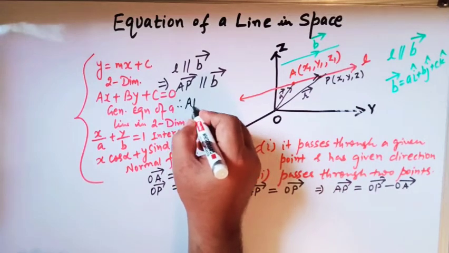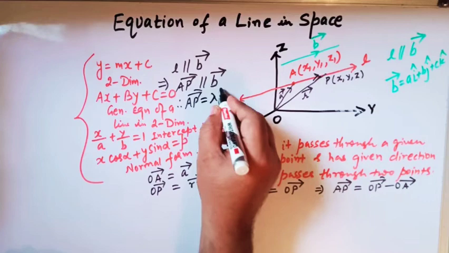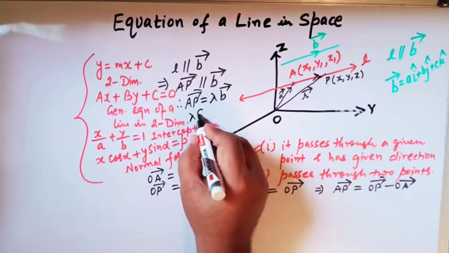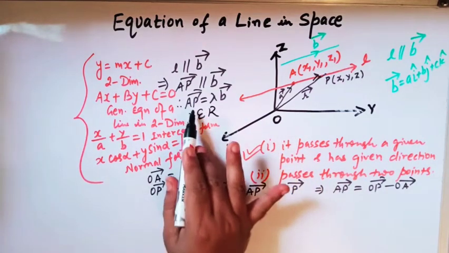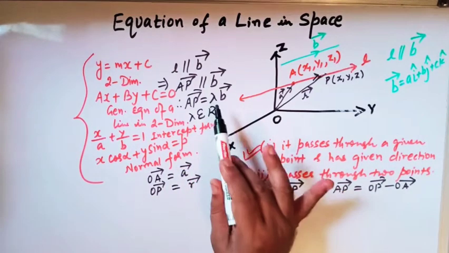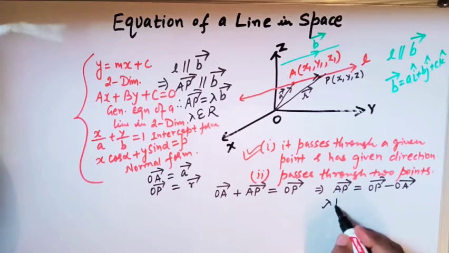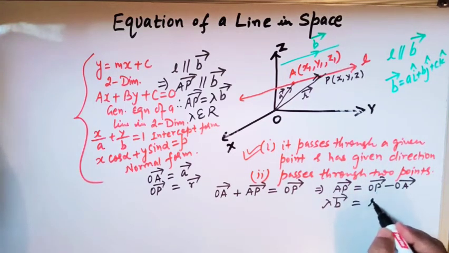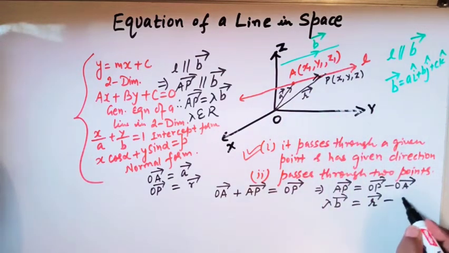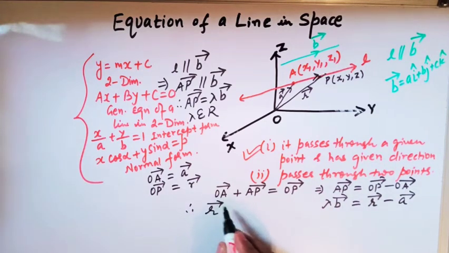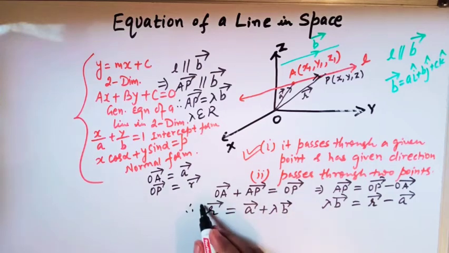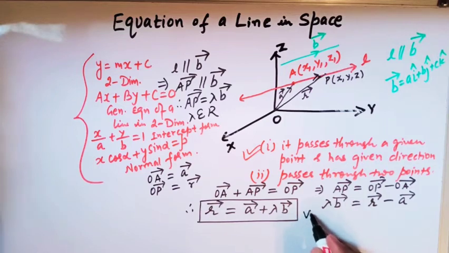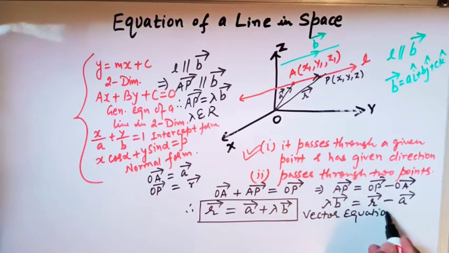So therefore AP can be expressed as lambda times vector B, where lambda is some scalar, some real number. Now if we put the value of vector AP as lambda times B, here we have lambda B is equal to OP, which is vector R, minus OA, which is vector A. So therefore vector R can be written as vector A plus lambda times vector B. So viewers, this is known as the vector equation of a line in space, right?